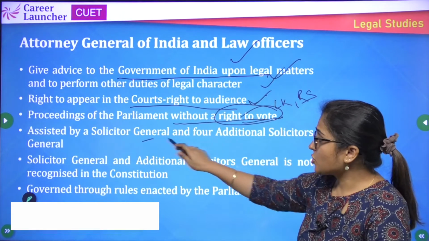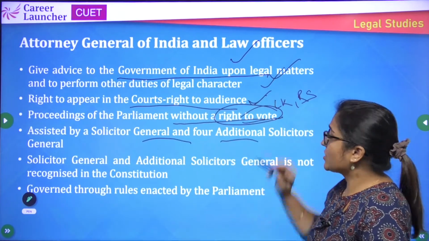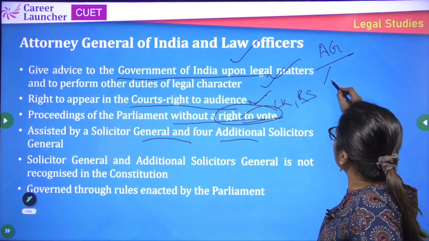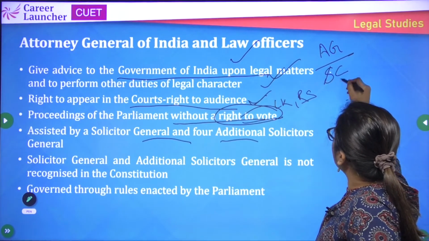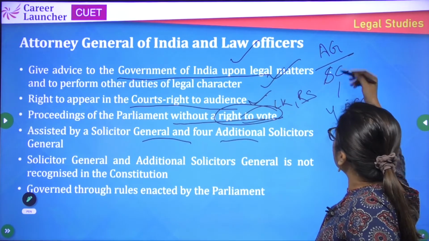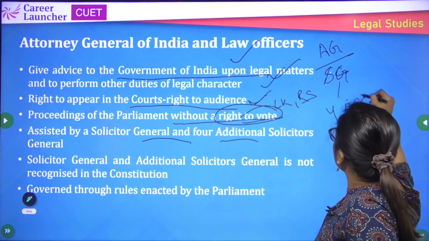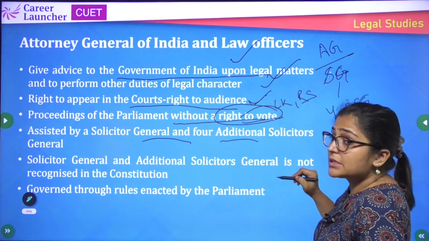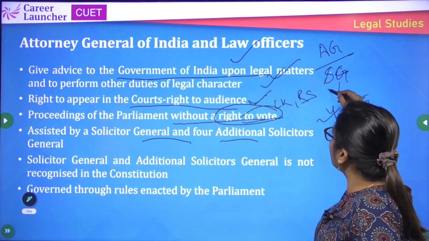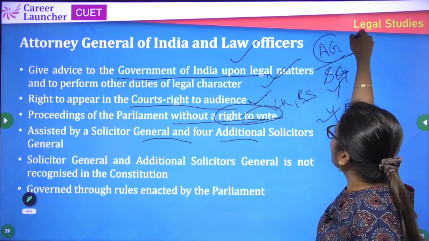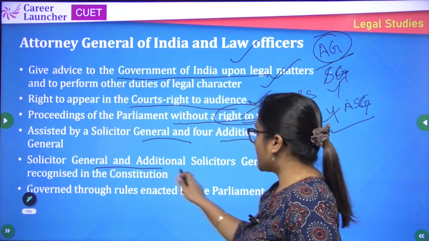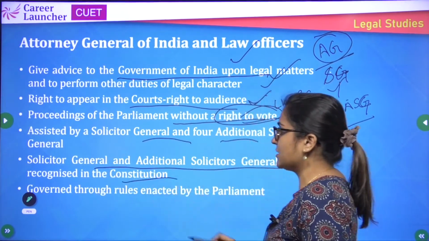They are assisted by a Solicitor General and 4 additional Solicitors General. So here also there is a hierarchy, the Attorney General comes at the top. Then you have the Solicitor General, and then you have 4 additional Solicitors General. Obviously the Attorney General cannot handle things on his own, so there are people to assist him. Because he is the first legal officer, at the top is the Attorney General. Then the Solicitor General and Additional Solicitor General are not recognized in the Constitution.